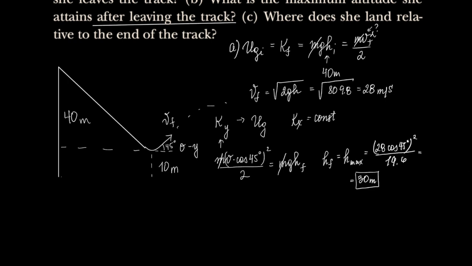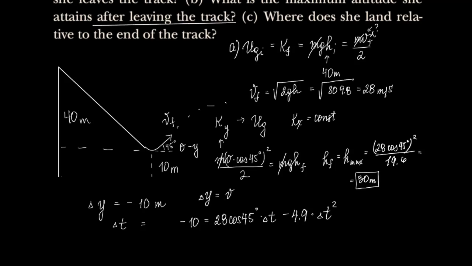Total displacement for her is going to be, she leaves it at 10 meters, goes all the way up to 30, then falls back down. The change in y for her is negative 10 meters. And then I can find the change in time by graphing this equation. Negative 10 equals 28 cos of 45 times change in t minus 4.9 times change in t squared. This is change in y equals v initial y times change in t plus 1/2 acceleration g times t squared.